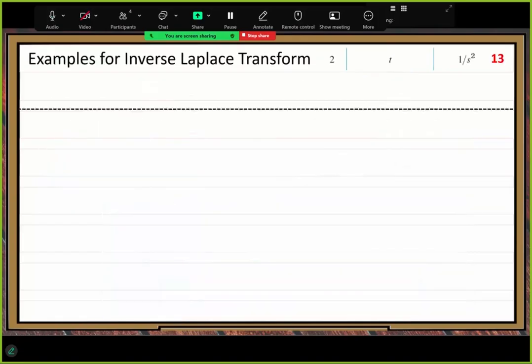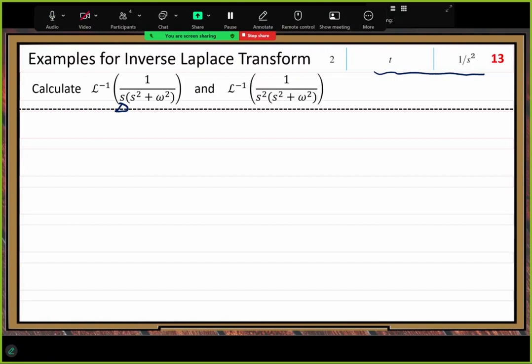All right, an example for the inverse Laplace transform. Here we use this formula: the Laplace transform of t equals 1 over s squared. We derived it before. Calculate the inverse Laplace transform of 1 over s times (s squared plus omega squared). When you see this 1 over s, it sounds familiar, right? So you need to use that integral formula.